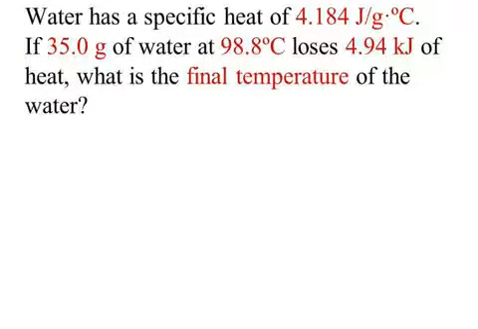Water has a specific heat of 4.184 joules per gram degree Celsius. If you have 35 grams of water at 98.8 degrees Celsius and it loses 4.94 kilojoules of heat, what's the final temperature? This problem takes a few more steps.